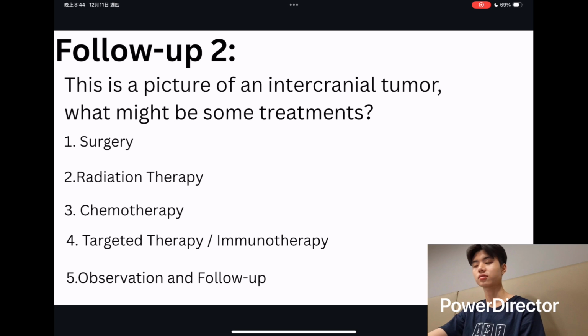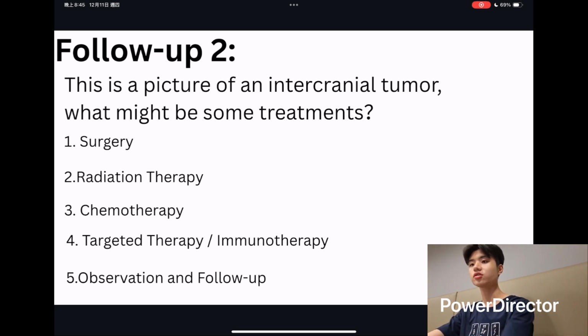And the second therapy is radiation therapy. This includes conventional radiotherapy and stereotactic radiotherapy. The third is chemotherapy. Number four is targeted therapy and immunotherapy. And number five, we can observe it if the tumor is small, symptoms are mild, and growth is slow. The physician may opt for regular MRI follow-up instead of immediate treatment.